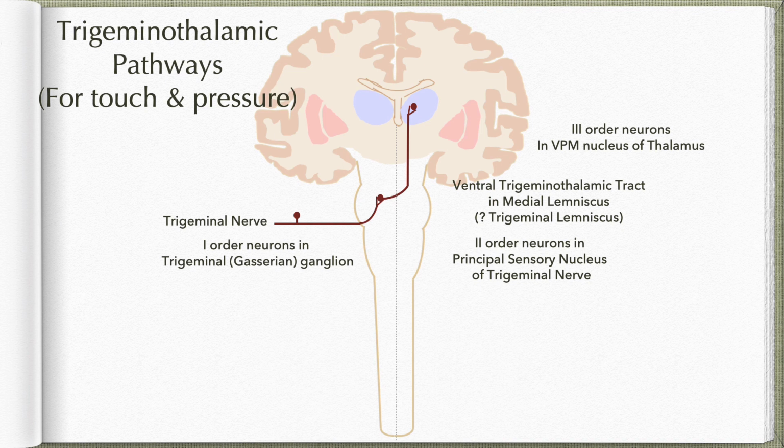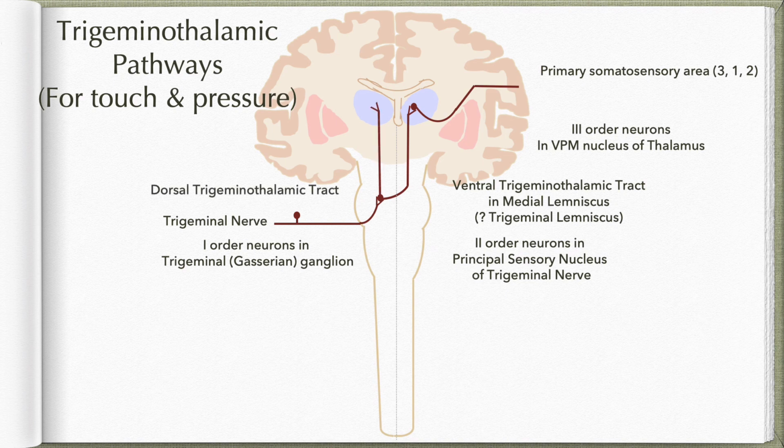From the VPM nucleus, the fibers will travel in the internal capsule and corona radiata and finally relay in the primary somatosensory cortex, that is areas 3, 1, 2, where they'll be reaching the head region in the sensory homunculus. While most of the fibers cross the midline, some of the fibers from the principal sensory nucleus will ascend on the same side as the dorsal trigeminothalamic tract, and they reach the ipsilateral thalamus and from there the ipsilateral cortex. So this pathway will be carrying the touch and pressure sensations from the head region.